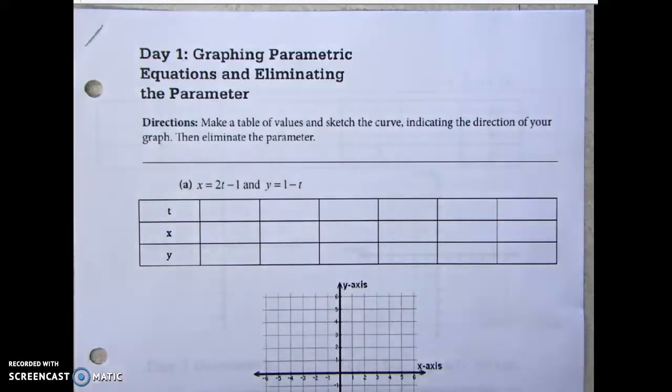Hey BC, this is day 1 of graphing parametric equations and eliminating the parameter. Directions: make a table of values and sketch the curve indicating the direction of your graph, then eliminate the parameter. So this is pretty awesome.